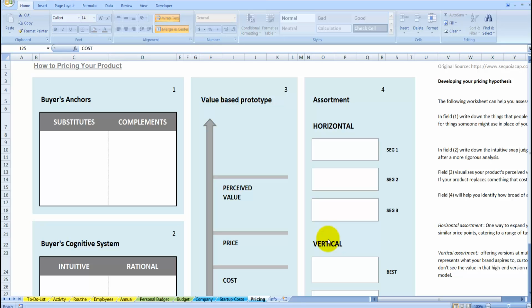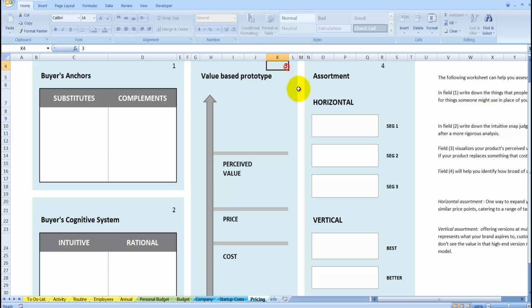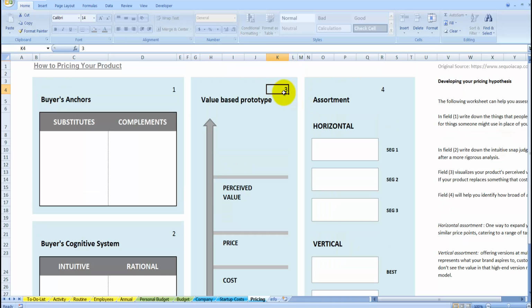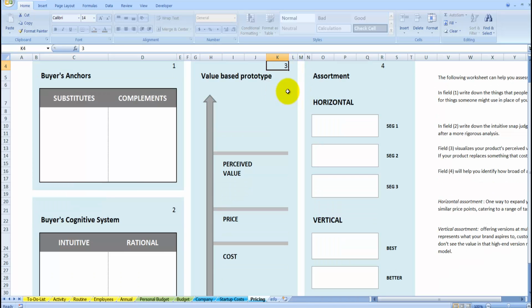Now this spreadsheet, which is the last spreadsheet, called the pricing, will give you some information about your prices, and it's been divided into 4 segments or 4 boxes. There's box number 1, box number 2, box number 3 and box number 4. Okay, so I'm going to start with box number 3, or section number 3, which is the value-based prototype.